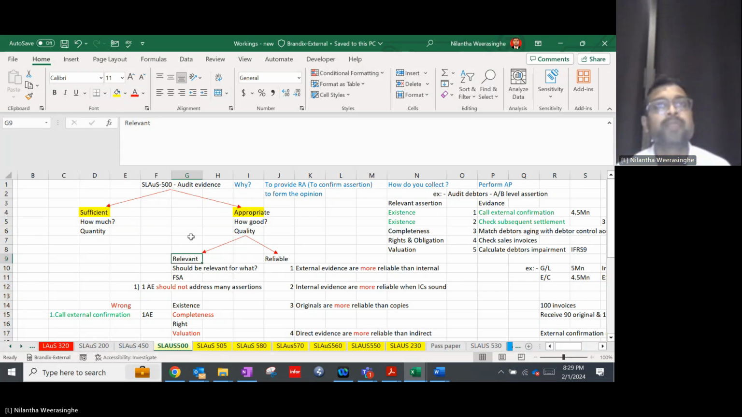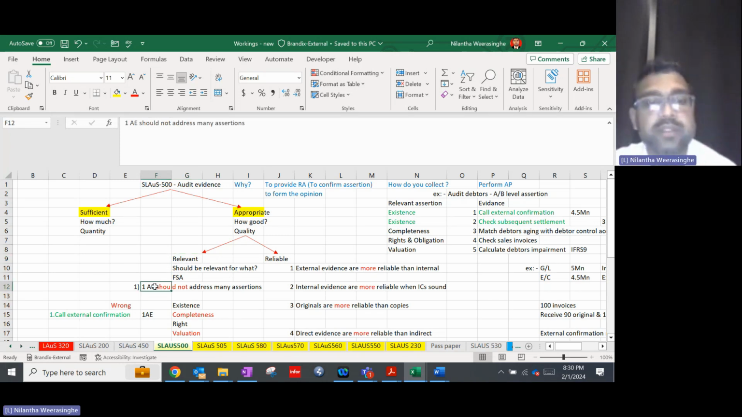Simple example, once you perform physical stock verification, that will make sure of the existence of inventory. By performing physical stock verification, you can't say inventory is complete, inventory is valued properly, or rights and obligations are properly assessed. Everything you can't assess through one audit procedure, right? Meaning one audit evidence will not be relevant for all the assertions. One evidence will be focused on one assertion. External confirmation and physical stock verification are to make sure of the existence of inventory, the existence of the balances. That is one. One evidence should not address many assertions, right?